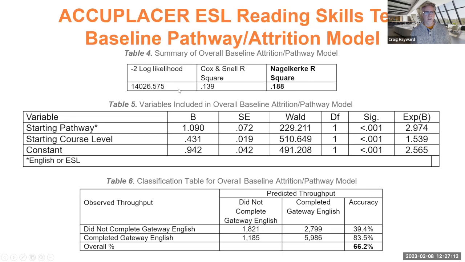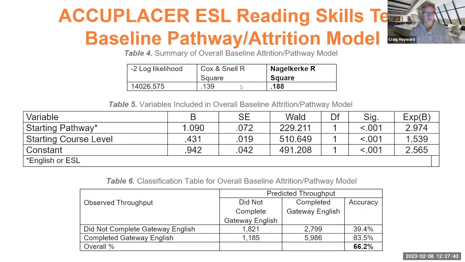So I'm going to move on. So that was for the overall sample. This is a very similar looking model really for the Accuplacer ESL reading skills test, which turned out, in many ways, to be, if you will, the best test, in that it had consistently positive kind of benefits over the attrition model.